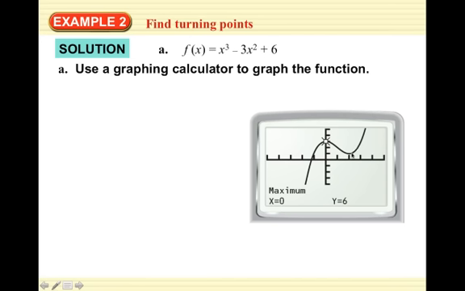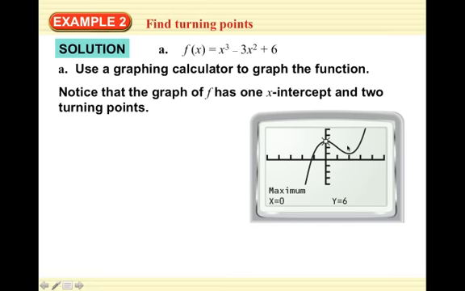Likewise over here, this y value is not the minimum. It looks somewhere around 1. It's not the minimum because this end goes to negative infinity. So it would just be a local minimum. All right, so this graph has one x-intercept right here, see where it crosses the x-axis, and 2 turning points.